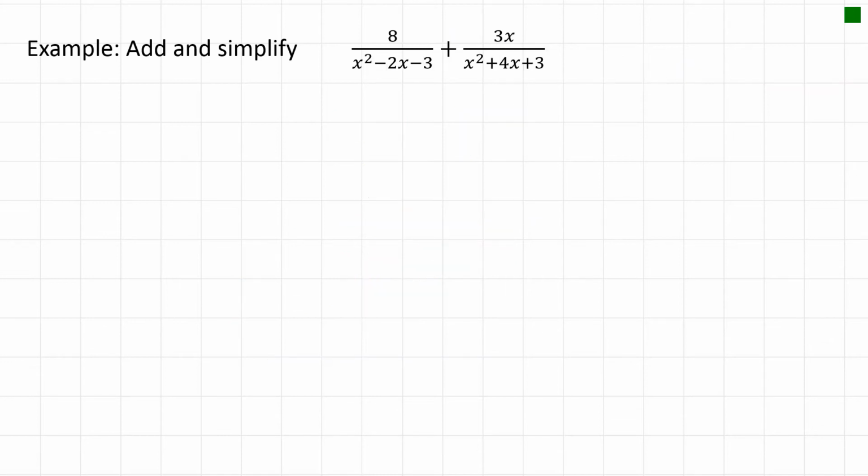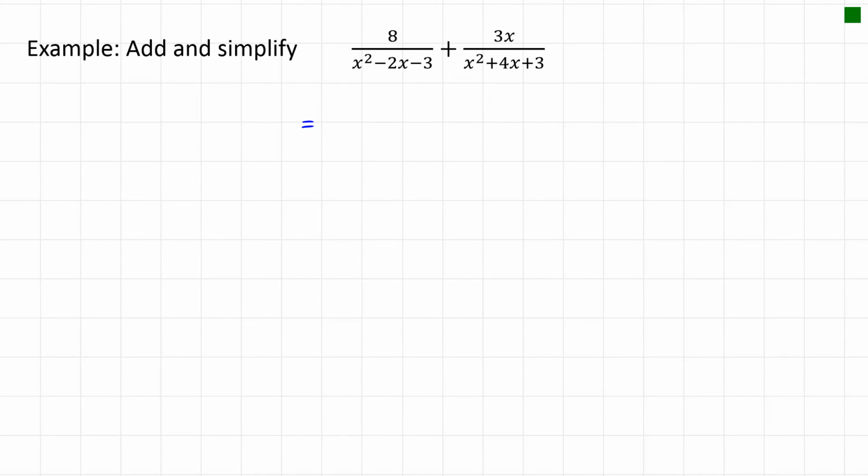So one more example for this video. To add these two rational expressions together, we have to start by finding a common denominator. Now, how are we going to do that? It's really hard to see what the common denominator is going to look like, but the first thing we should always do is factor.